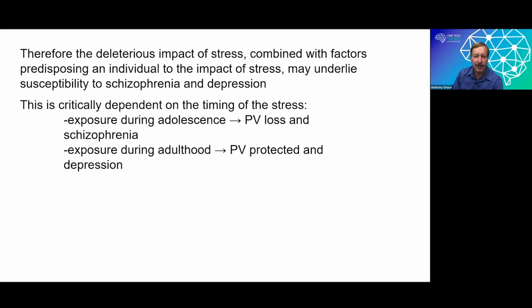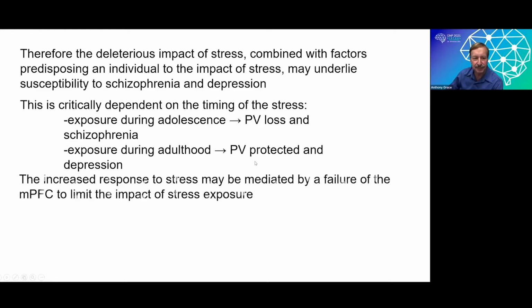When the parvalbumin neurons are protected by the perineuronal nets, now you tend to get stress-induced depression. So again, the common variable is stress and susceptibility to stress, but the timing of the stress determines the pathophysiology.